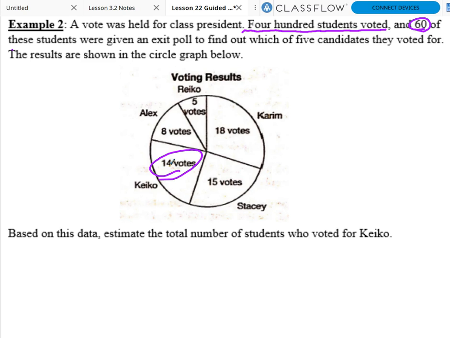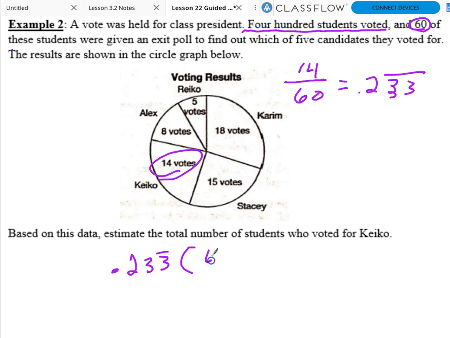So the first thing we have to do is figure out what percentage voted for Kiko. So to find that percentage, 14 people out of the 60 people polled voted for Kiko. So we're going to figure out what that is as a decimal. So 14 divided by 60 is roughly 0.233 repeating. Okay, so now to figure out how many people we think voted for him. So we're going to do 0.233 repeating times our 400 total people, and that's going to give us a total of roughly 93 votes for Kiko.